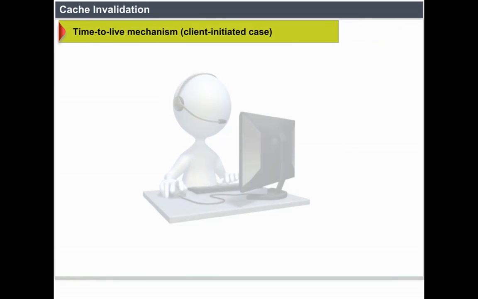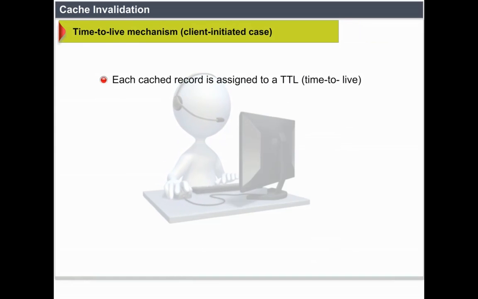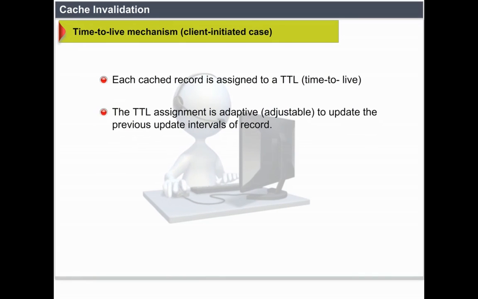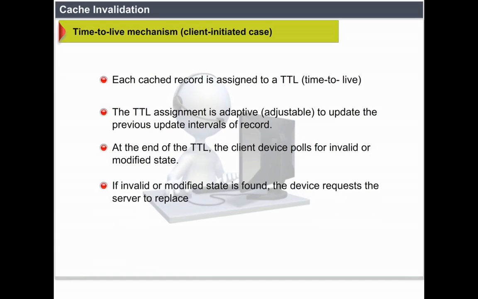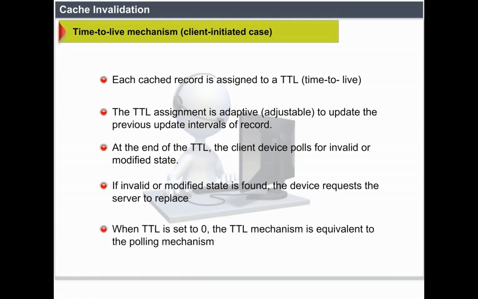Time-to-live mechanism, client-initiated case. Each cached record is assigned a TTL, time to live. The TTL assignment is adaptive, adjustable from previous update intervals of that record. After the end of the TTL, the client device polls for invalid or modified state. If an invalid or modified state is found, then the device requests the server to replace it. When TTL is set to 0, the TTL mechanism is equivalent to the polling mechanism.